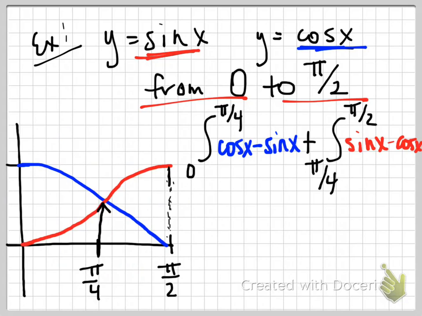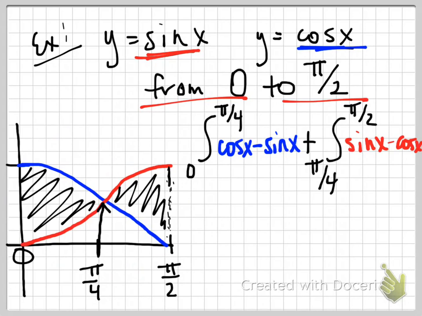Okay, so I've redrawn the graphs so we can see it a little bit better. From 0 to pi over 4, the blue curve is the top curve. And from pi over 4 to pi over 2, the red curve is the top curve. Now we just have to integrate those two things and plug in the values separately. Also, in class I'm going to show you how to do this in your calculator, which will make it a little bit easier.